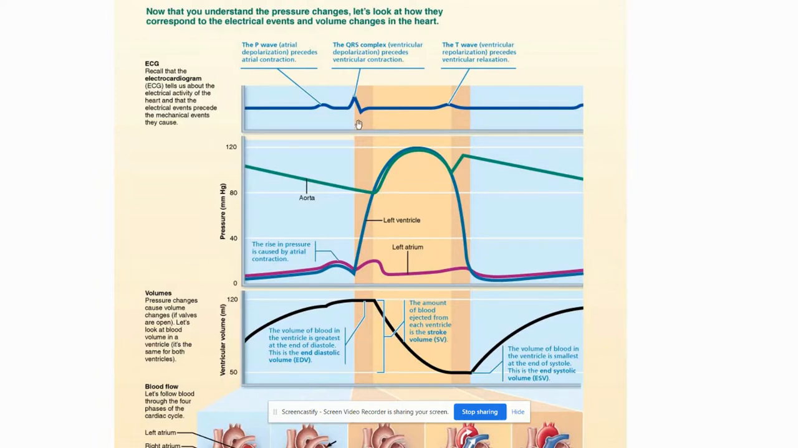At this point, again, we go back up to here. The ventricles are depolarizing, which means that they're contracting. And when they contract, the volume in the ventricle goes down again, down, down, down. And then we get down to here, and this is isovolumetric relaxation.